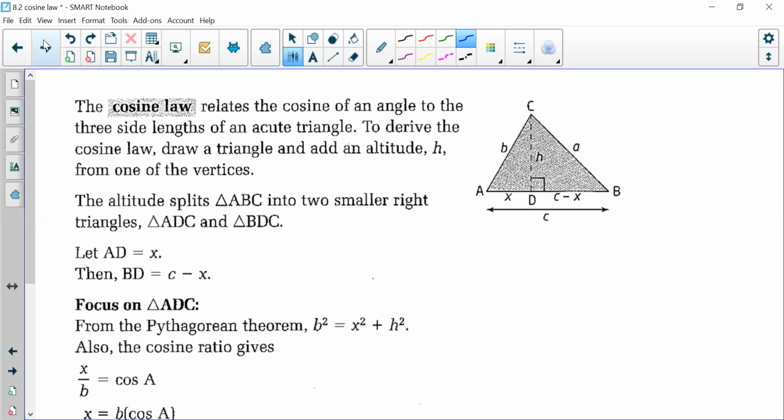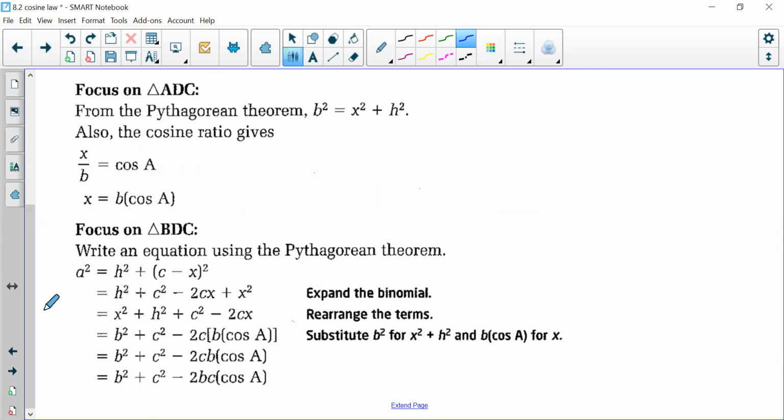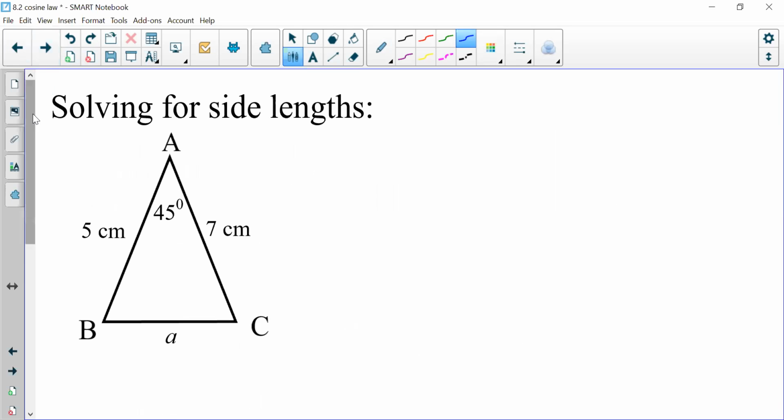Oh, in case you're curious about where cosine law came from, it's right here. You guys can read that over before you go to bed tonight if you'd like to. But let's look at this triangle. It's asking me to solve for side A. First of all, could I use sine law in order to find side A, given what's here on this triangle?